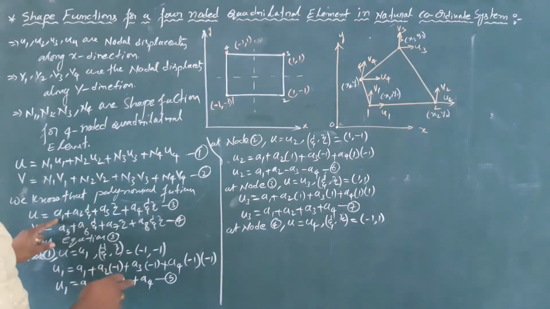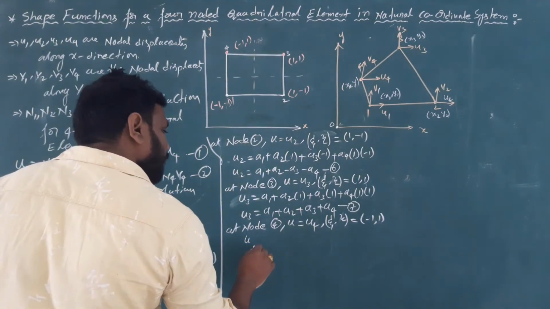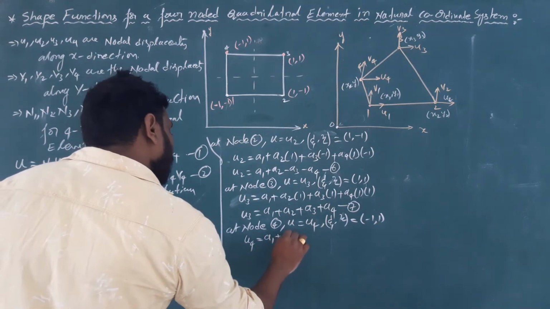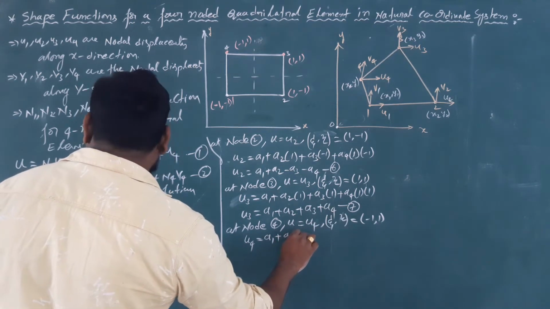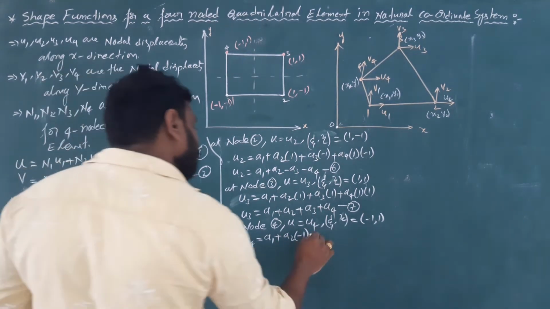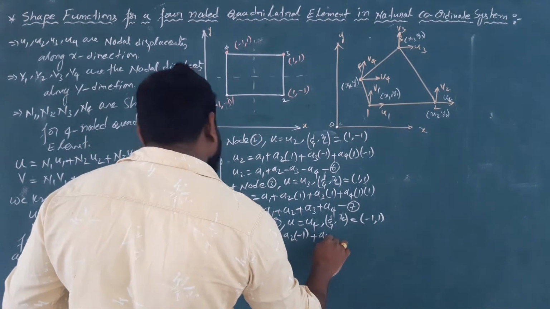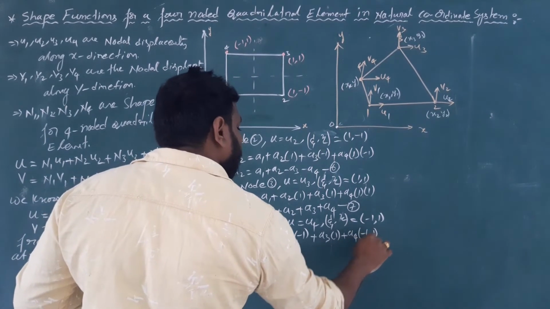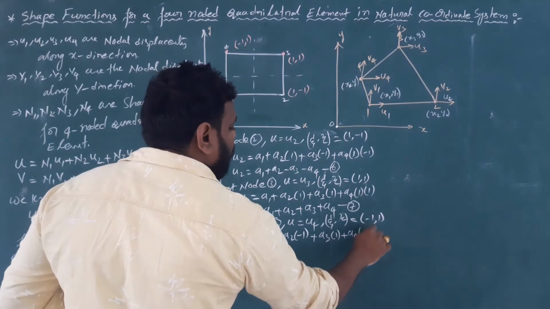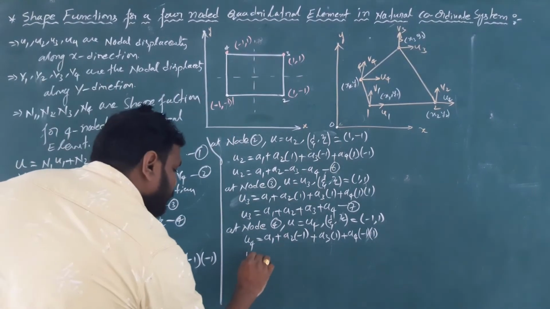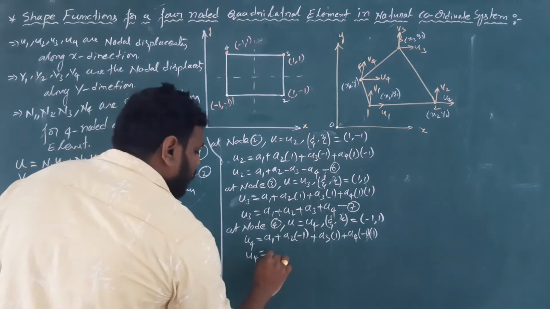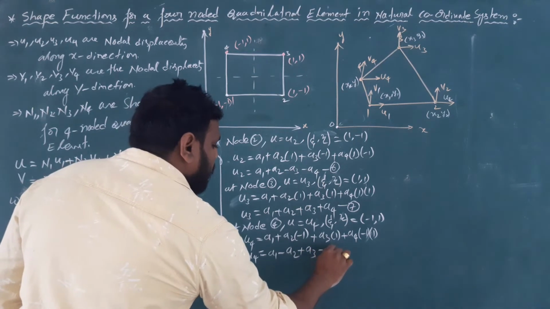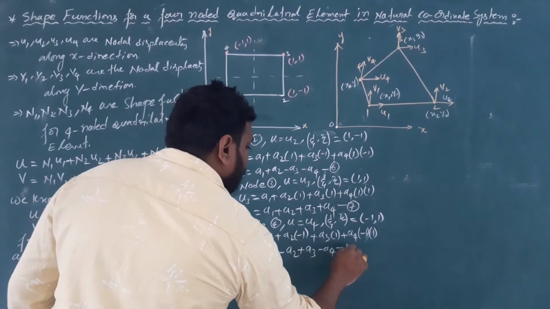Okay, in this third equation, u4 is equal to a1 plus a2 times minus 1, plus a3 times 1, plus a4 times minus 1, so minus 1 into 1. Now simplify this equation: a1 minus a2 plus a3 minus a4. This is equation number 8.